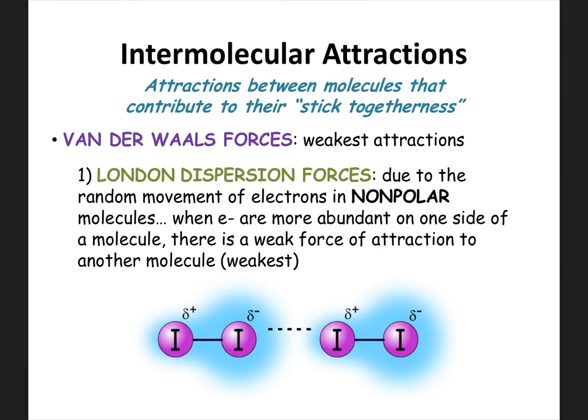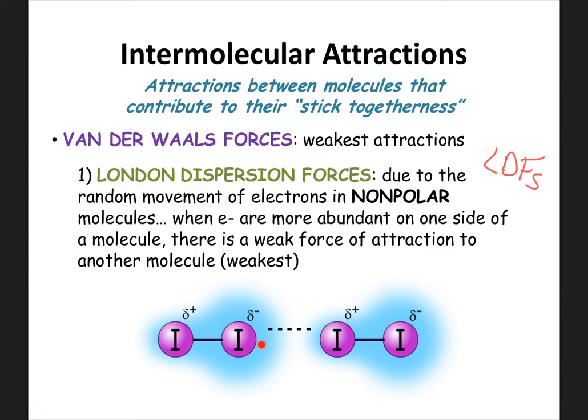The first type of IMF we're going to look at is called London dispersion forces. Sometimes this is just abbreviated as LDFs for short. So if you see LDFs, that's just talking about these London dispersion forces. And this is all due to the random movement of electrons in nonpolar molecules. So you would expect to see this be the strongest or the most common form of intermolecular attraction in nonpolar molecules.